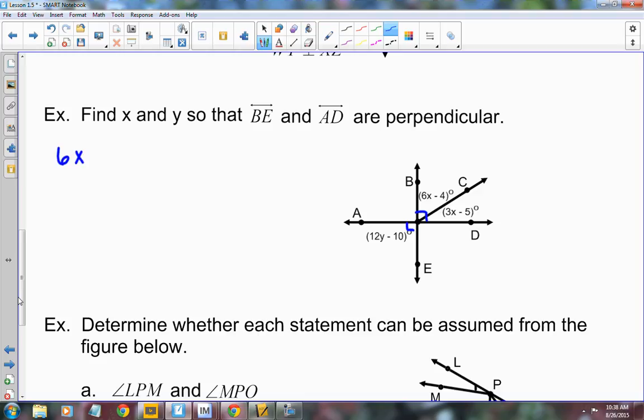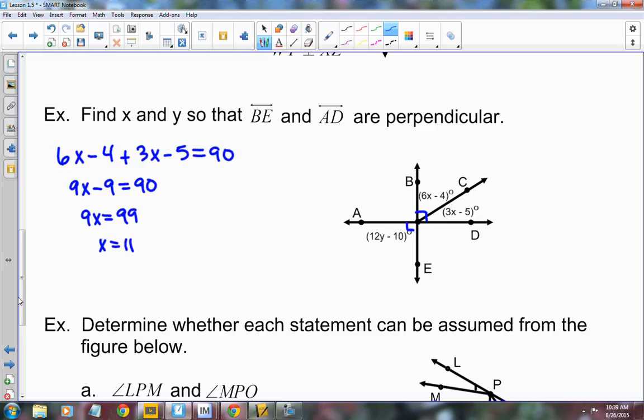We're going to do 6x minus 4 plus 3x minus 5 equals 90. So that gives me 9x minus 9 equals 90. Add 9 to both sides. And so x is 11.